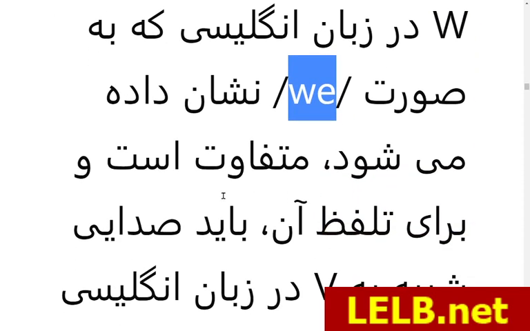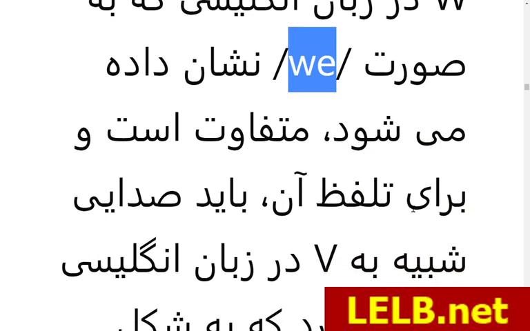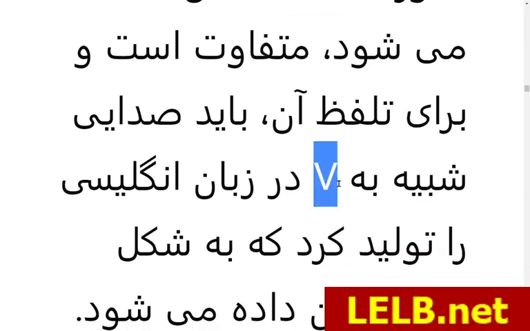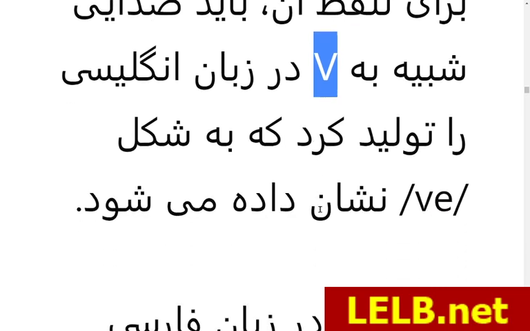The sound of the Persian letter vav is different from the sound of W in English. So it's not the same as the sound of W. To pronounce it, you should produce a sound similar to the letter V in English. So I just explained that part to you already.